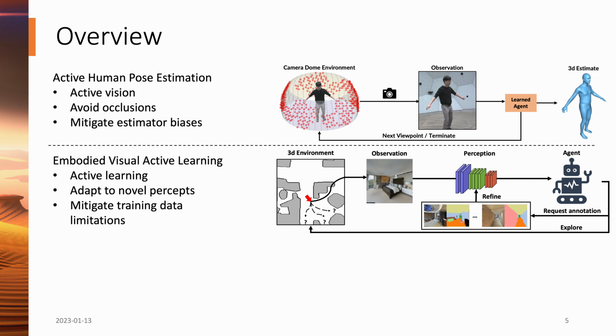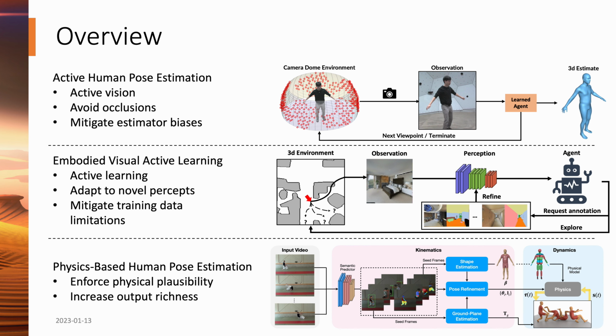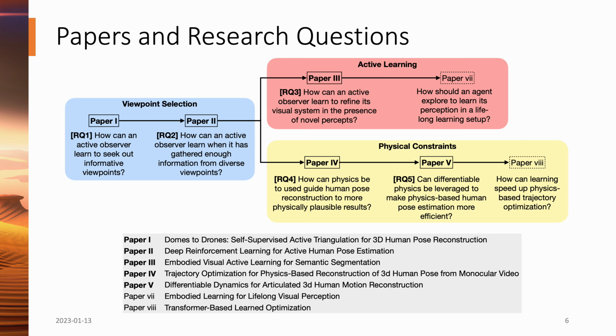Finally, physics-based human pose estimation augments 3D human pose estimation from video with a physics simulator to enforce constraints and increase the richness of the output through, for example, torque and contact force estimation. The three tasks are studied in the 5 papers of the thesis as well as the 2 follow-up works not included in the thesis.